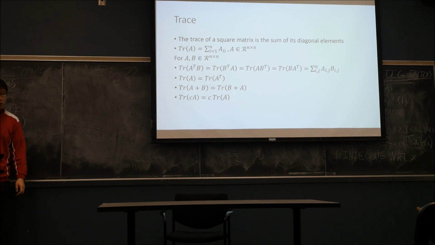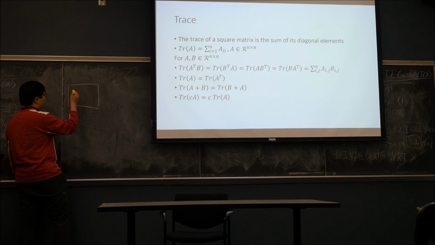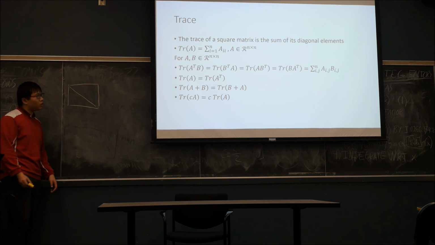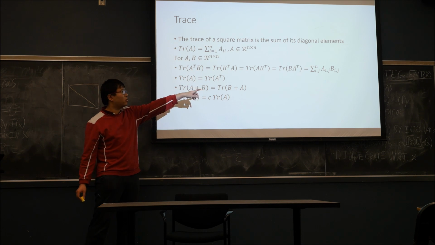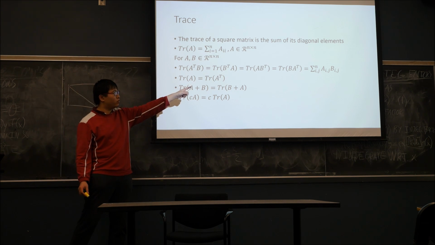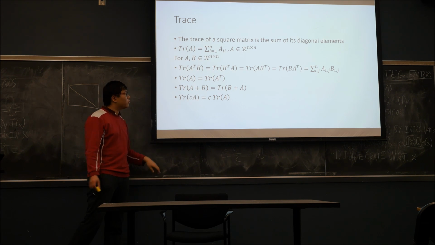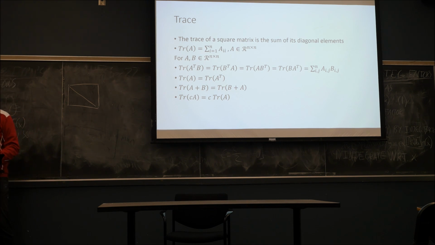So the trace of a square matrix is the sum of its diagonal elements. The trace is defined only for square matrices. And all these are equivalent: A transpose B, B transpose A, A B transpose, and B A transpose. They all have the same trace, because the value of the trace is equal to that sum. If you transpose A, it doesn't matter, because you only interchange the rows and columns, and the trace value does not change. For the other conditions, it's pretty obvious.